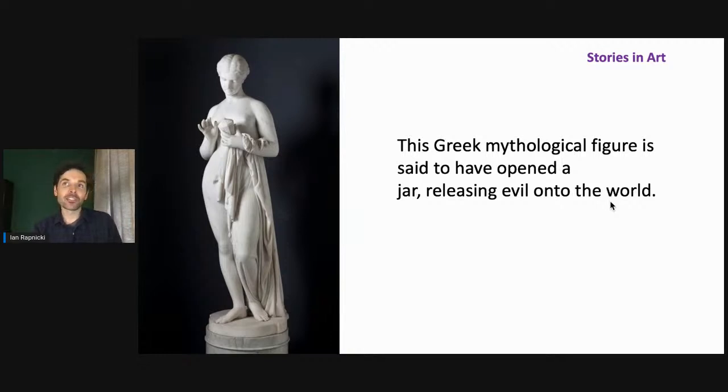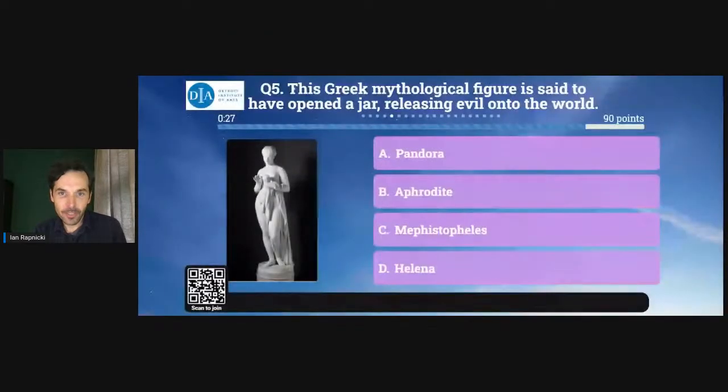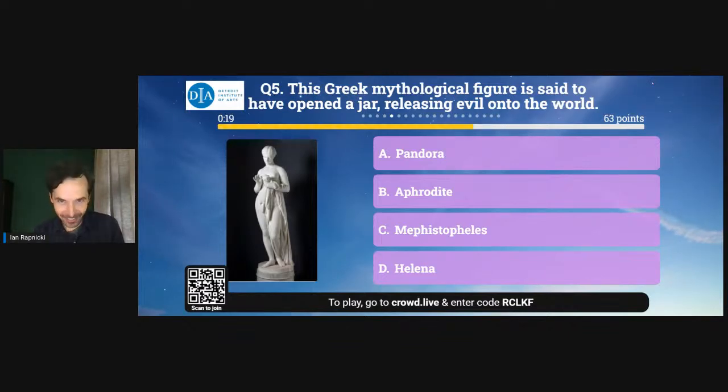This Greek mythological figure is said to have opened a jar, releasing evil onto the world. Was that figure Pandora, Aphrodite, Mephistopheles, or Helena? All right. Which mythological figure seen here is said to have opened a jar, releasing evil onto the world? Pandora, Aphrodite, Mephistopheles, or Helena?